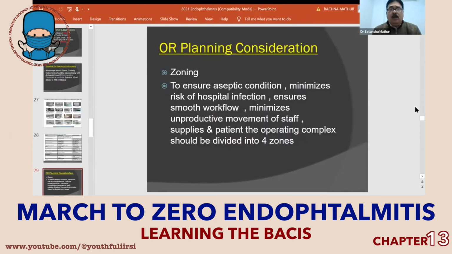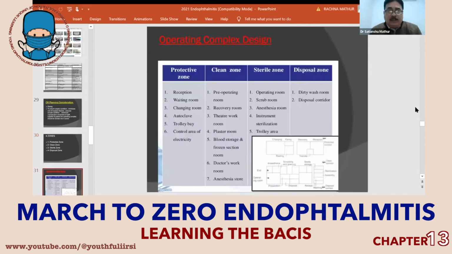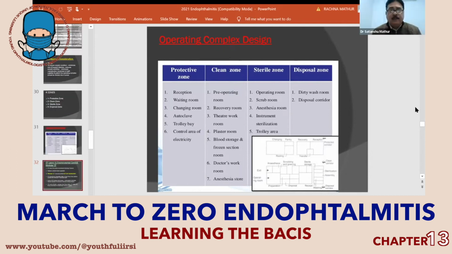Importantly, Rohan has insisted that I speak on the model OT also, so I'm just giving a brief introduction. Zoning is very important. What is zoning? There are 4 zones: protective zone, clean zone, sterile zone, and disposal zone. Whenever any newcomer is planning an OT, they should maintain these 4 zones. The protective zone is the reception and waiting area, the clean zone is the pre-operating room and recovery room, the sterile zone is the operating room and scrub room, and the disposal zone is the corridor where we dispose of our used material.